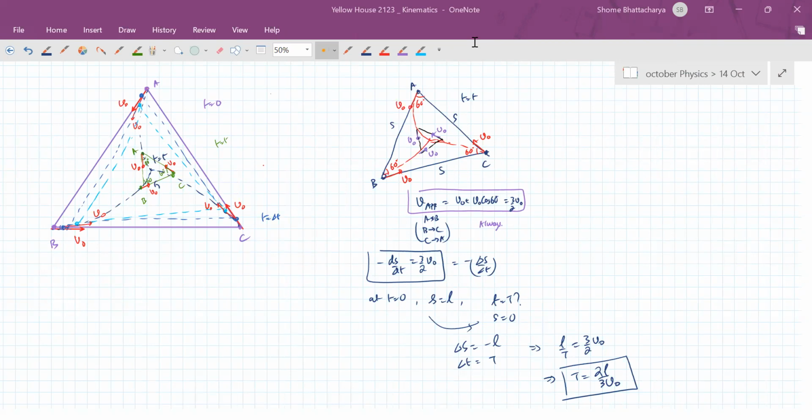Can you explain the statement that at t is equal to 0, s is equal to L? So that you can see in the diagram on the left hand side. At t equal to 0, they are on the corners of an equilateral triangle of side length L. So what is the distance between any two of them? It's equal to L. Whereas whenever they are colliding, that's happening at the centroid at some time t. So at that time, the distance between them has become 0.